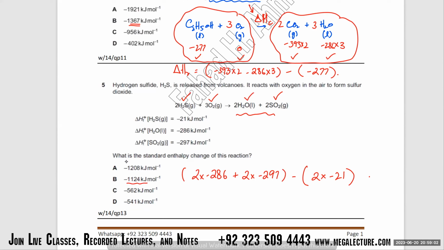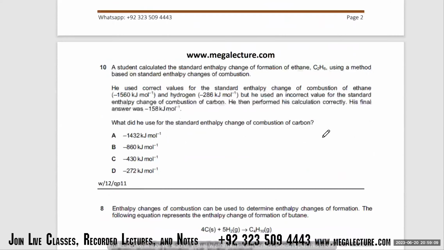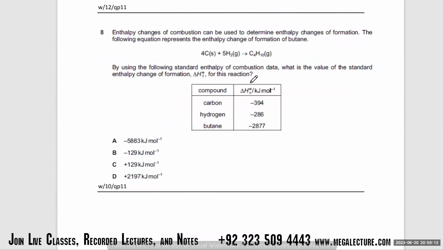और एक combustion का कर लेते हैं. One, let's find out combustion. This one is combustion that's given. So with combustion, if the data given is for combustion, then it's reactant minus product. So carbon, that's minus 394 times 4. H2 is minus 286 times 5, and this is minus 2877.